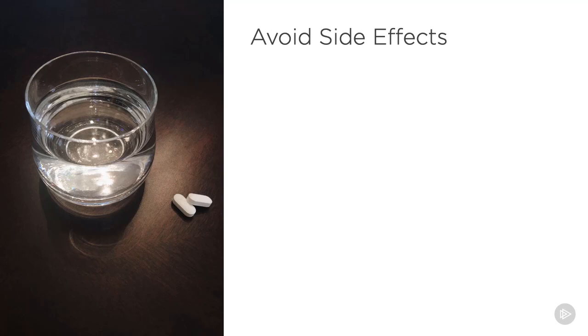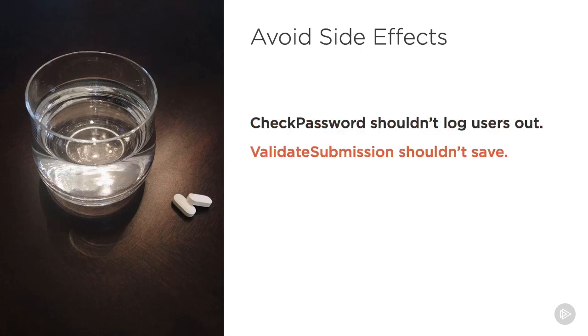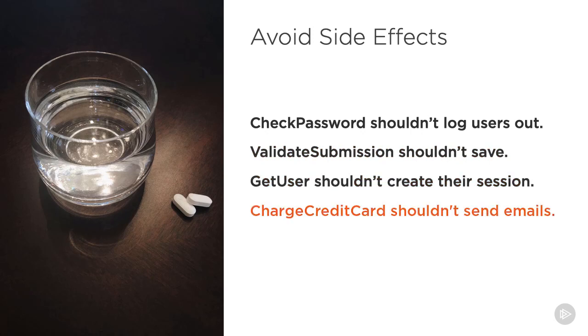A well-structured and named method shouldn't surprise consumers with unexpected side effects. For example, a method called checkPassword shouldn't log the user out, and validate submission shouldn't save. When I ask for getting a user, I'm not going to expect that to create their session, and charging a credit card most certainly should not send emails. Those are separate concerns, and when I call that one method based on its name, I'm not going to expect those items on the right to happen.